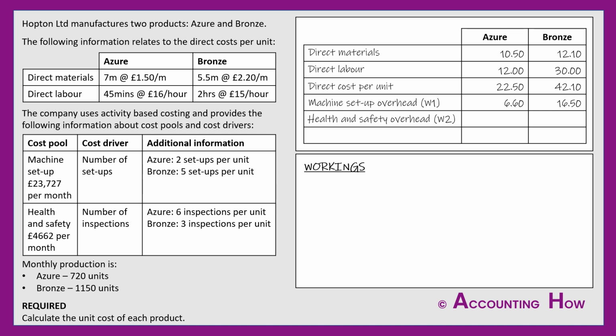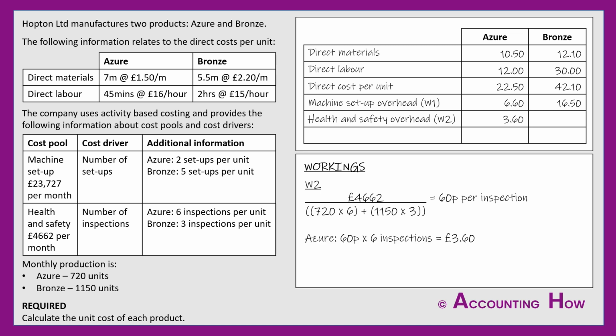And then finally, the health and safety overhead, the number of inspections has been determined as the cost driver, and it's the same principle, 4,662 is the cost pool, divided by the total number of inspections, gets me a cost per driver of 60 pence per inspection, multiply it back, and then total the overheads onto the direct cost, and there's my total cost per unit for each product.